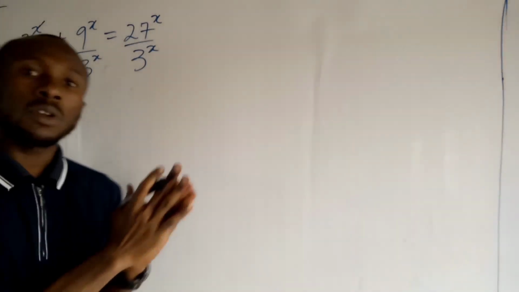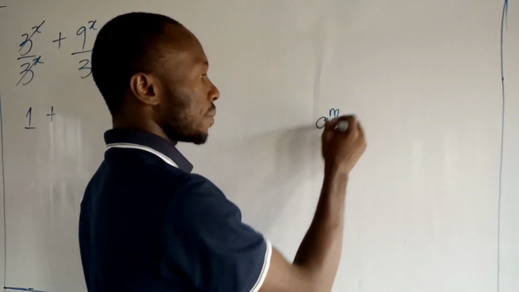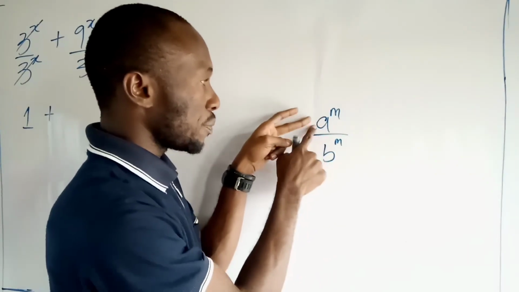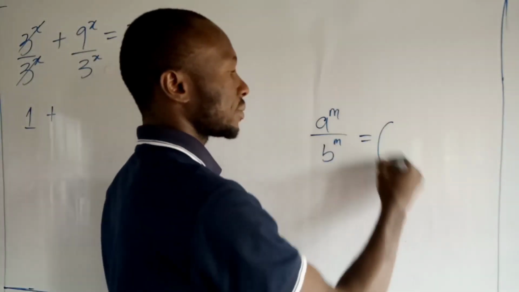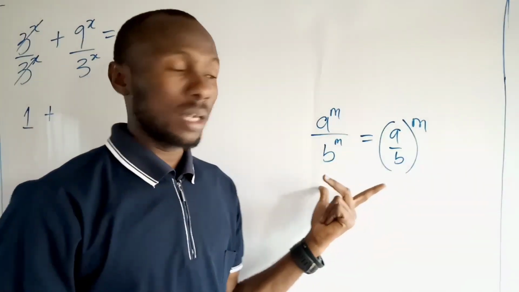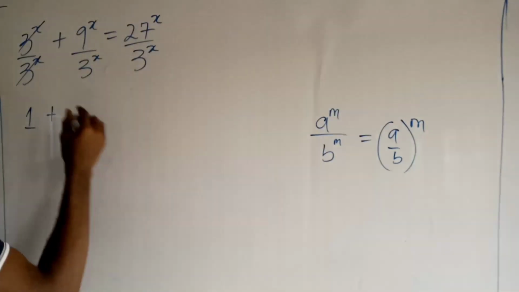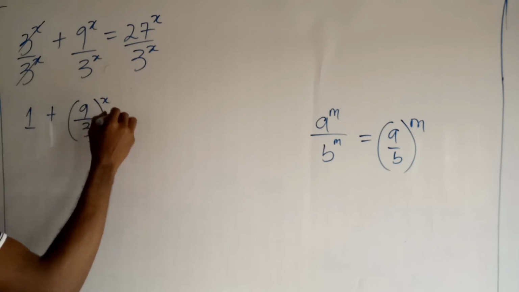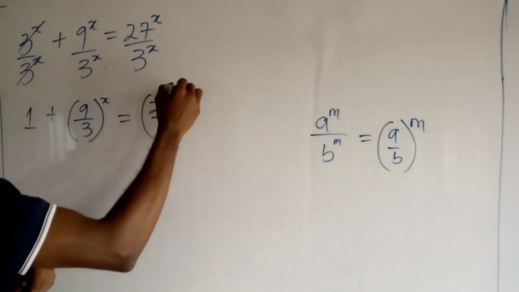Now I want you to remember one of the exponential laws. It says if I have a to the power n upon b to the power n, you can see that in this case both have the same power. So I'm going to rewrite this as a upon b, all to the power positive n. So that's exactly what I'm going to do here. I have 9 upon 3 all to the power x, then 27 upon 3 all to the power x.